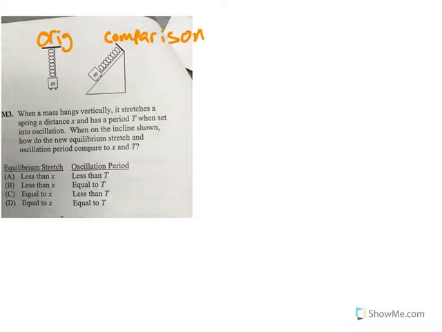Did I spell that right? We're going to go with I spelled that right. Okay, so first thing you need to know is that the period should be the same regardless. So it can't be less than. So you know A and C are out. So now we need to know what's going on with the equilibrium stretch.